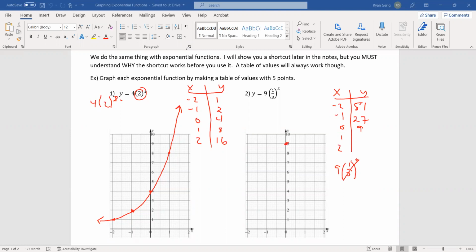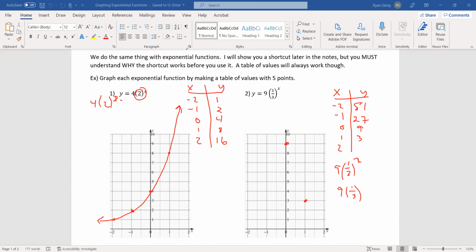1. If I put 1 in there, 1 to the first is 1. 3 to the first is 3. So it's just 9 times 1/3. So that's 9 times 1 is 9. 9 divided by 3 is 3. So 1, 3 fits in there.